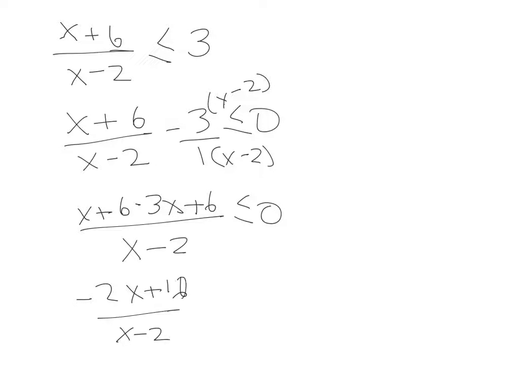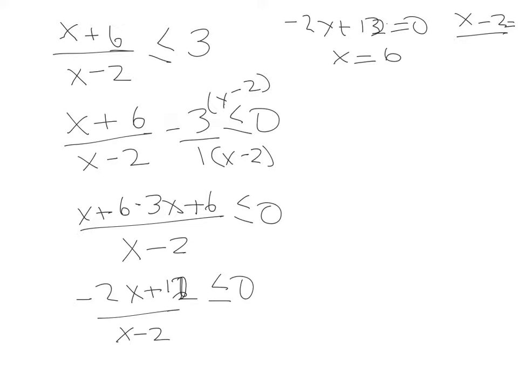Whoops, I put 16 instead of 12. That's a 12 there, is less than or equal to 0. And now I'm going to find the zeros of the numerator and denominator. So I set negative 2x plus 12 equal to 0 and solve, and I get x equals 6. And then in the denominator, that's a little easier to see: x minus 2 equals 0 when x equals 2.